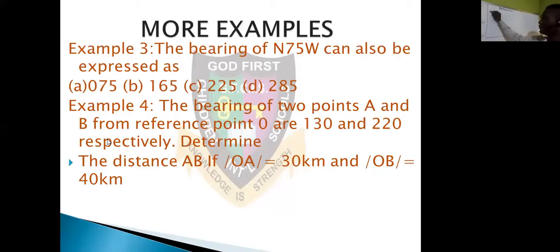Okay, example 4. The bearing of 2 points A and B from a reference point O are 130 and 220 respectively. If OA is equal to 30 kilometer and OB equal to 40 kilometer, find AB. We're looking for AB.